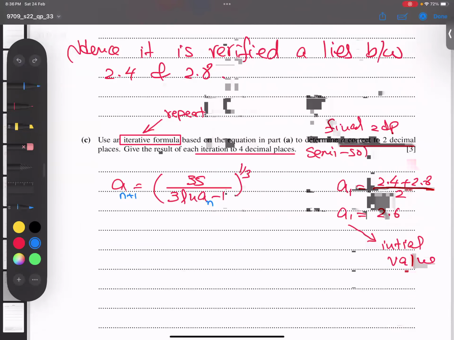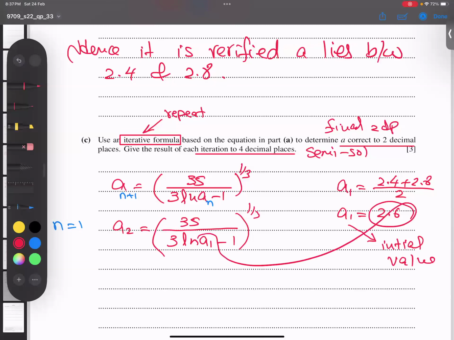First of all, students, what to do? We will plug in n equals 1. Every n in the equation here and here, I will plug in 1. So look, when I plug in 1 here, I get 1 plus 1 becomes 2. And when I plug in 1 here, I will get 35 over 3 times 2 logarithm a1 minus 1, to the power 1 over 3. And a1 is 2.6, which is coming here. So I'm erasing it here and writing 2.6 in brackets.